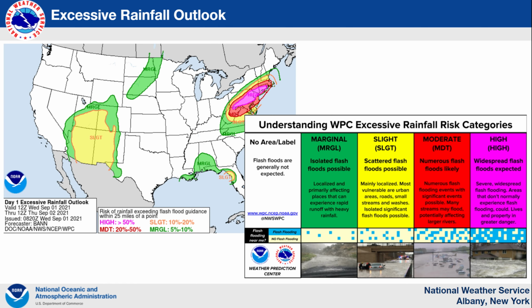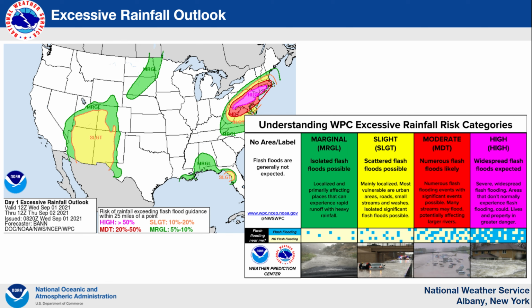The Weather Prediction Center issues an excessive rainfall outlook just to highlight when there is the potential for flash flooding. On the left side, you can see an example of one outlook. This was from September 1st of 2021. This is actually associated with the leftover circulation of Ida as it moved across the mid-Atlantic and into parts of the Northeast, where we had a high risk for southern portions of our area.